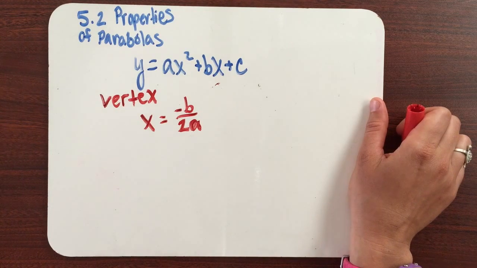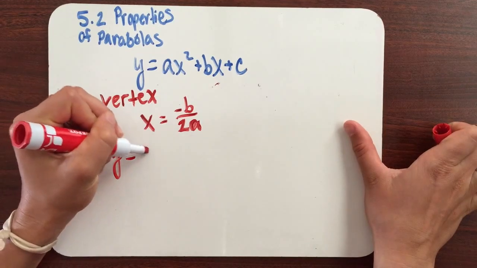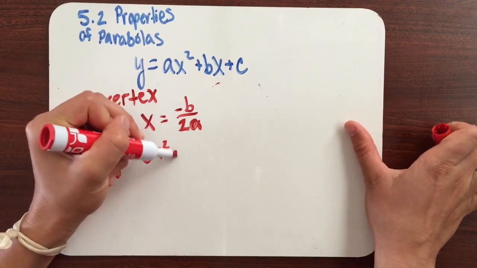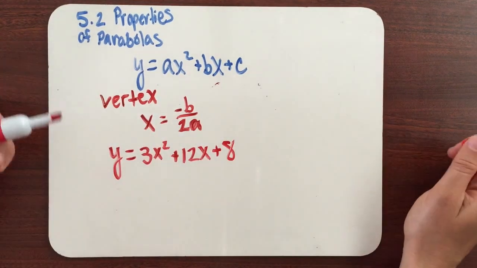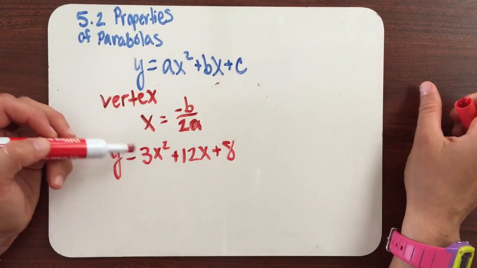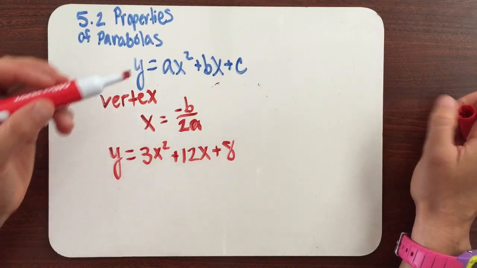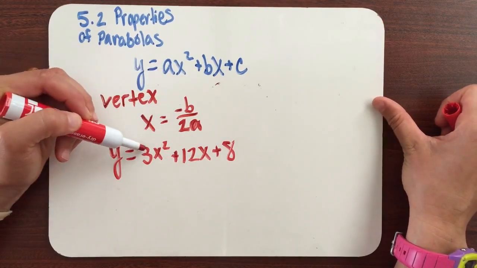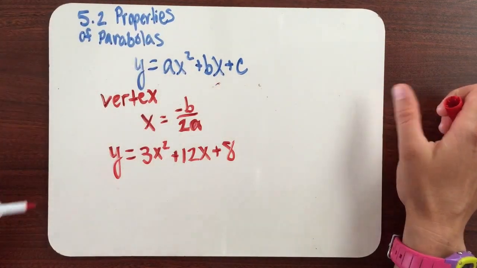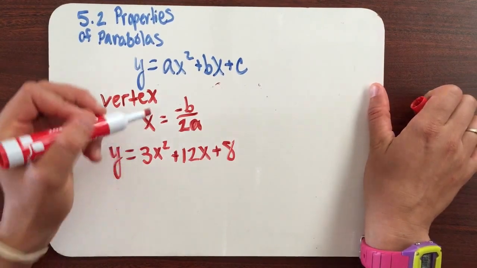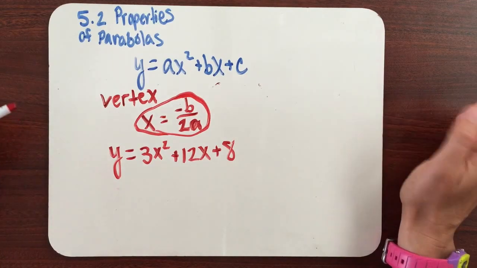Okay, so let's take, for example, y equals 3x squared plus 12x plus 8. Just by looking at the equation, we know it's facing up because the value of a is a positive 3. So we can plug in our values. If you want, you can write down a is 3, b is 12, and c is 8. Just lining it up with standard form. So we're going to plug that into our equation to find the x part of the vertex and the axis of symmetry.